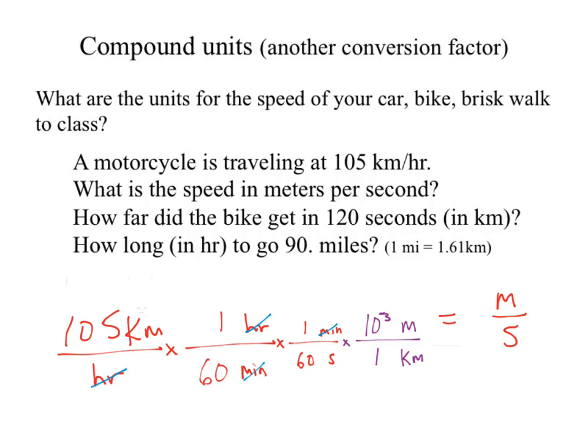Now when we track our units, what happens? We get meters per second. We've now done our conversion. Magically, the book presents this as a brand new, oh my God, it's a whole new problem. It's the exact same problem we just solved with the micrograms to milligrams. There is no difference. All we are doing is converting units. Nothing new. How far did the bike get in 120 seconds? Set up the work, solve. If you've got questions, raise your hand.